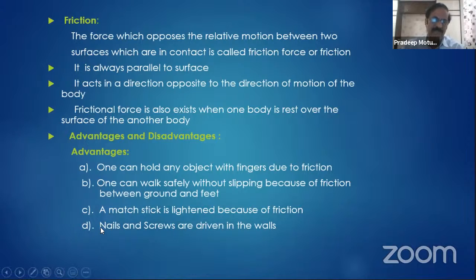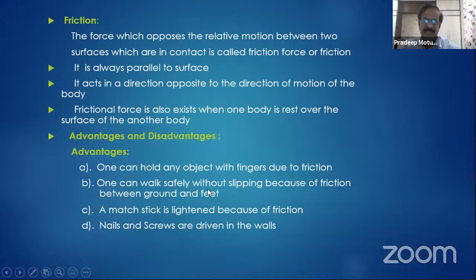Some of them we can study now. One can hold any object with fingers due to friction. Suppose you hold a pen or pencil, there should be friction between the finger and the pen. Then only you can hold it. If there is no friction, you cannot hold the pen or pencil or anything.